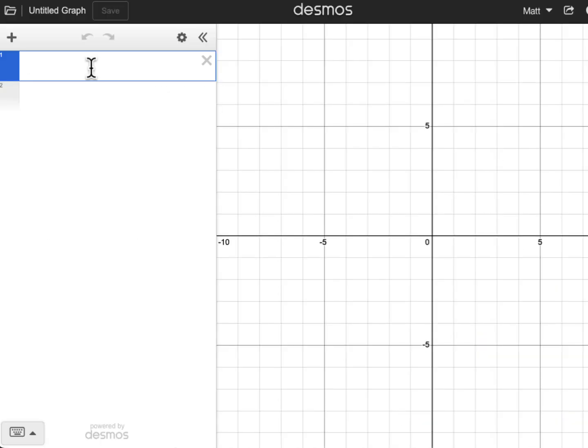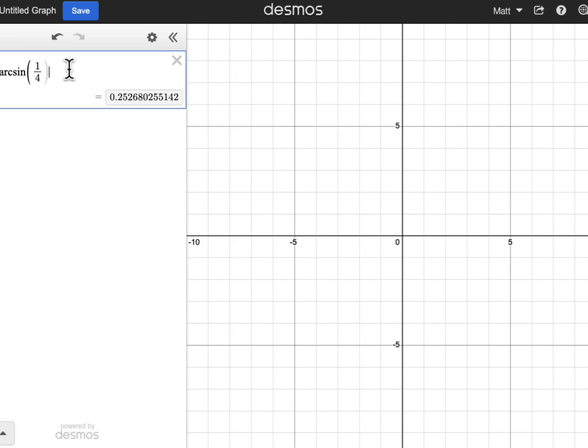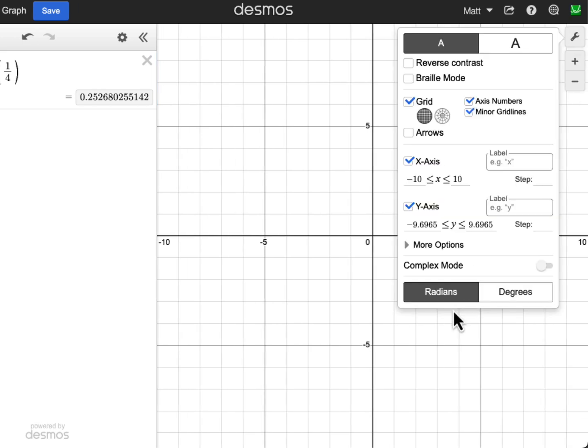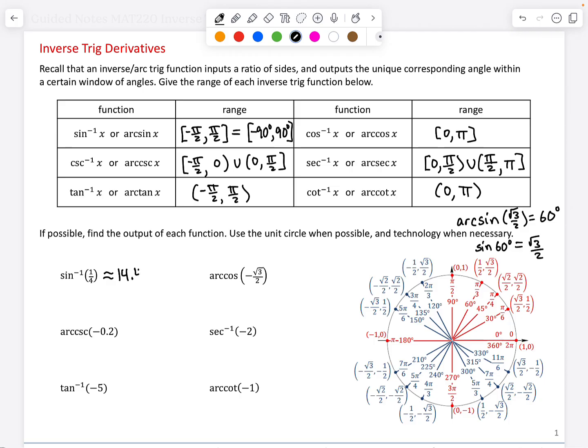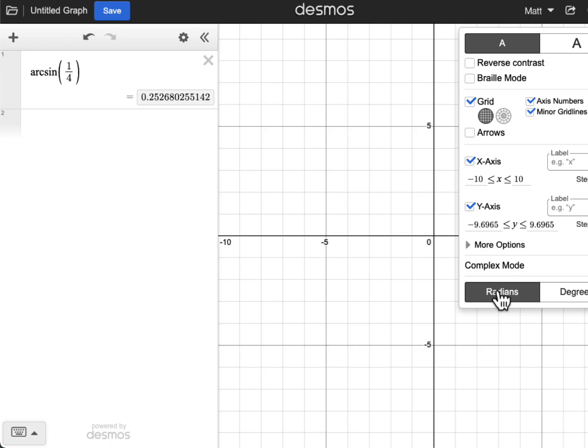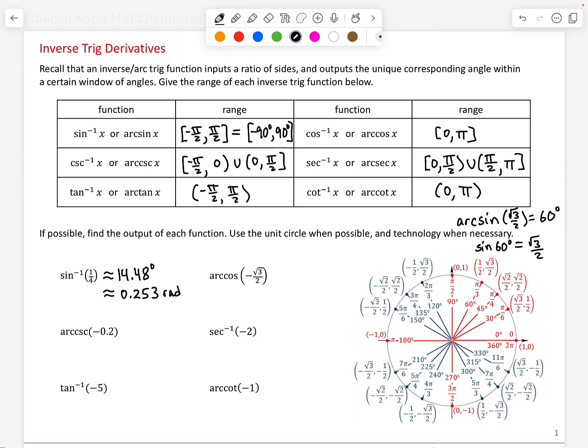Using Desmos, type in arc sine of 1/4. Click on the wrench to see what mode you're in, and currently we're in radian mode. Let's switch to degrees for a moment. And we can see that we get about 14.48 degrees. Or switch to radians, and we get about 0.253 radians.